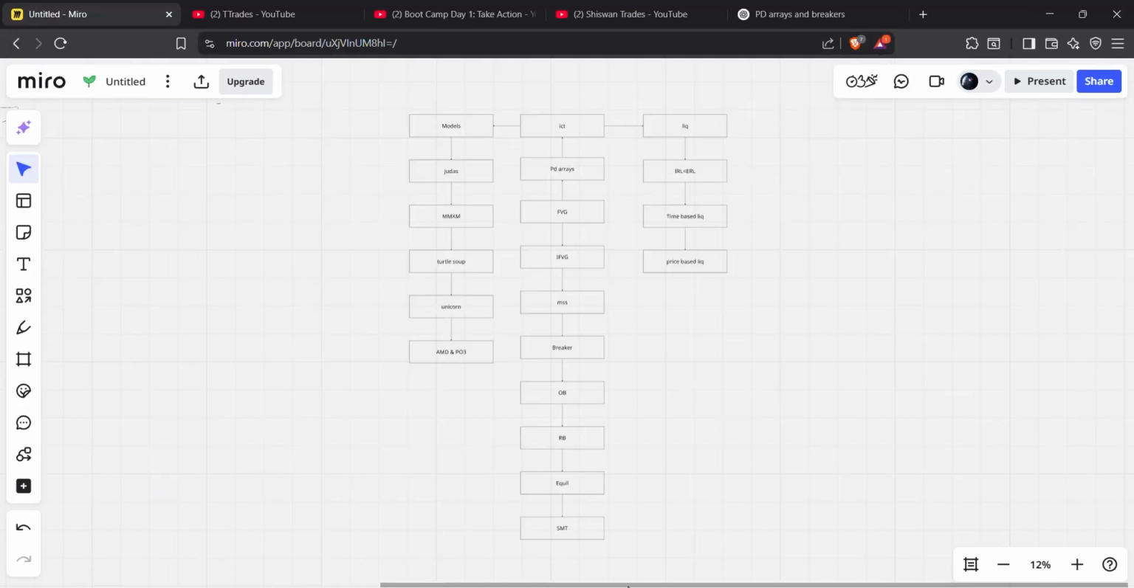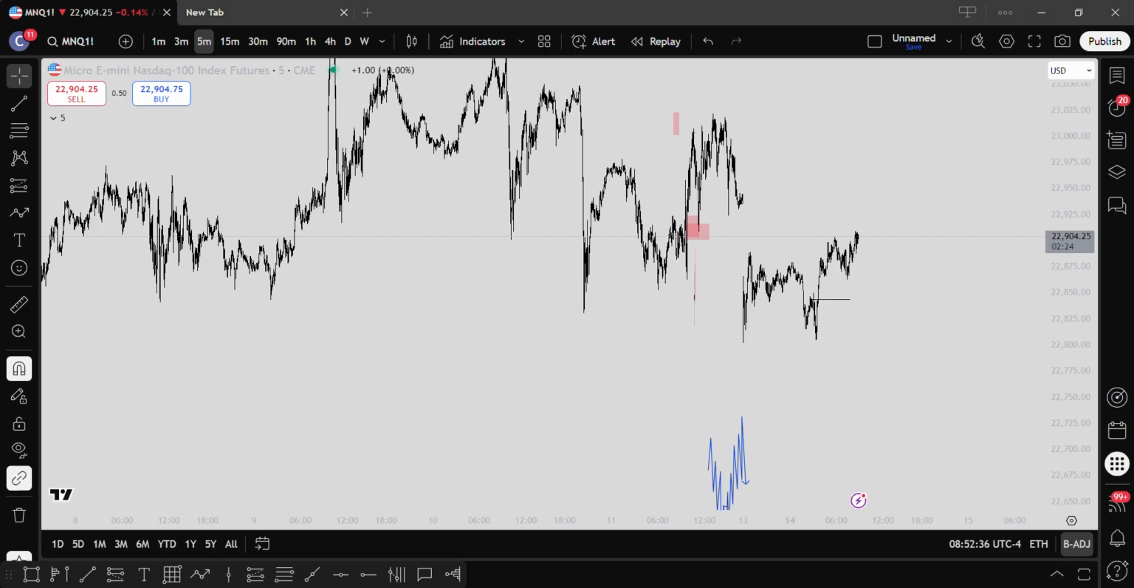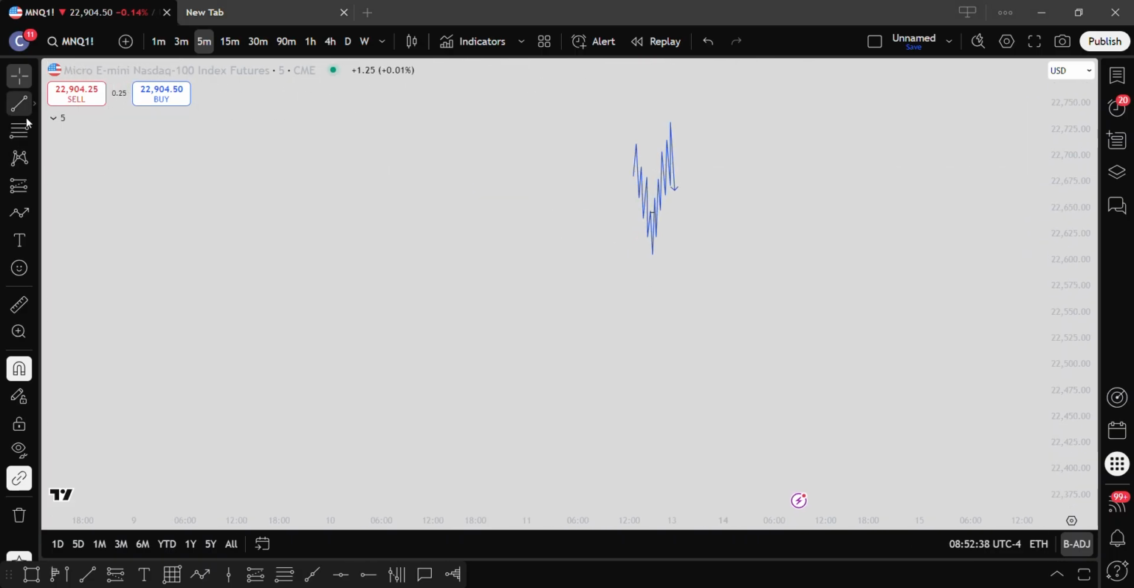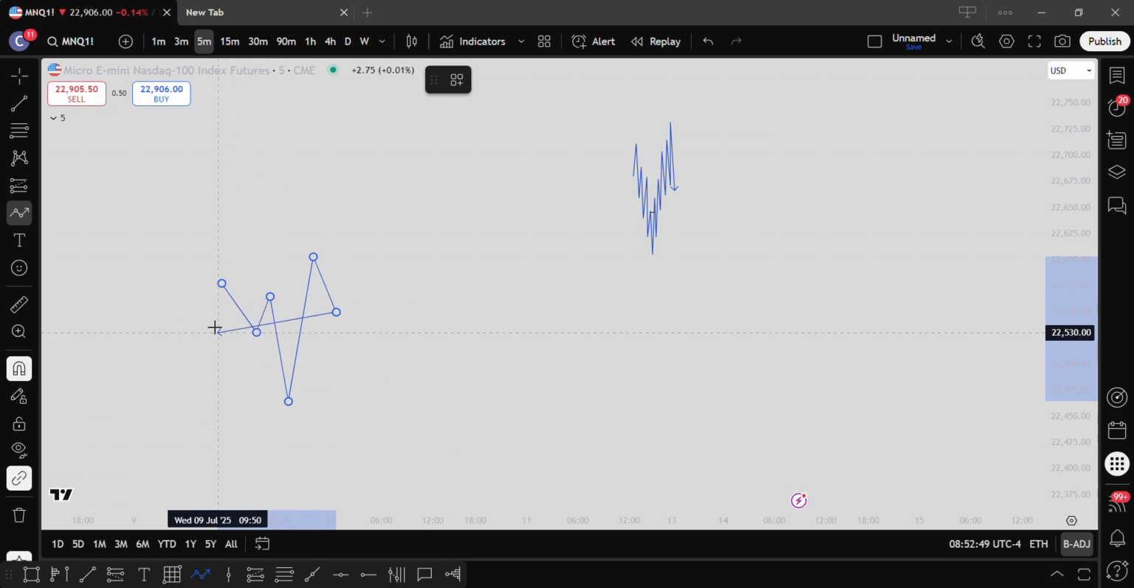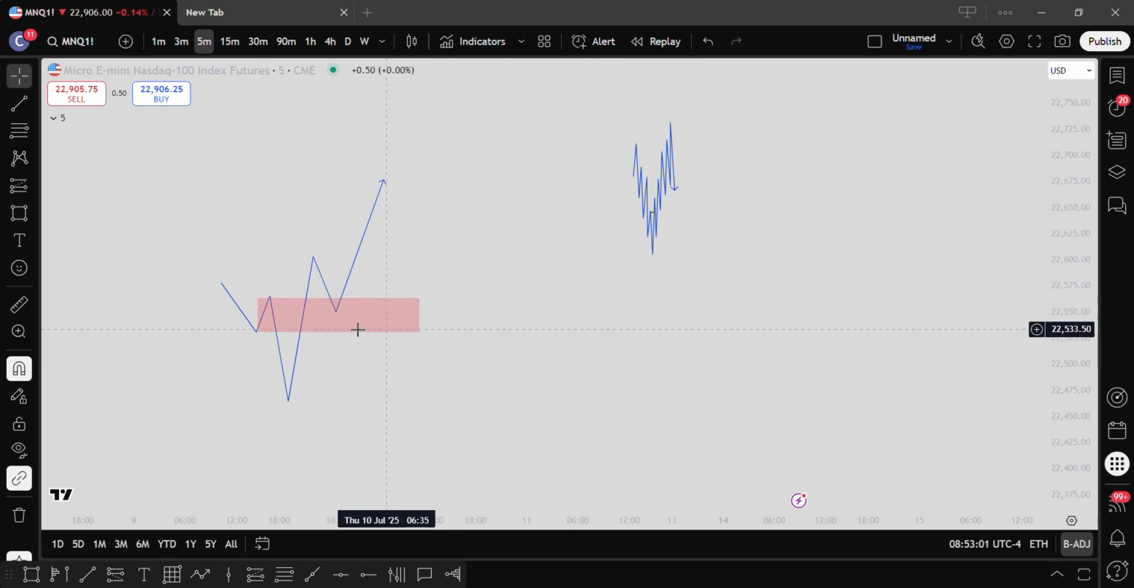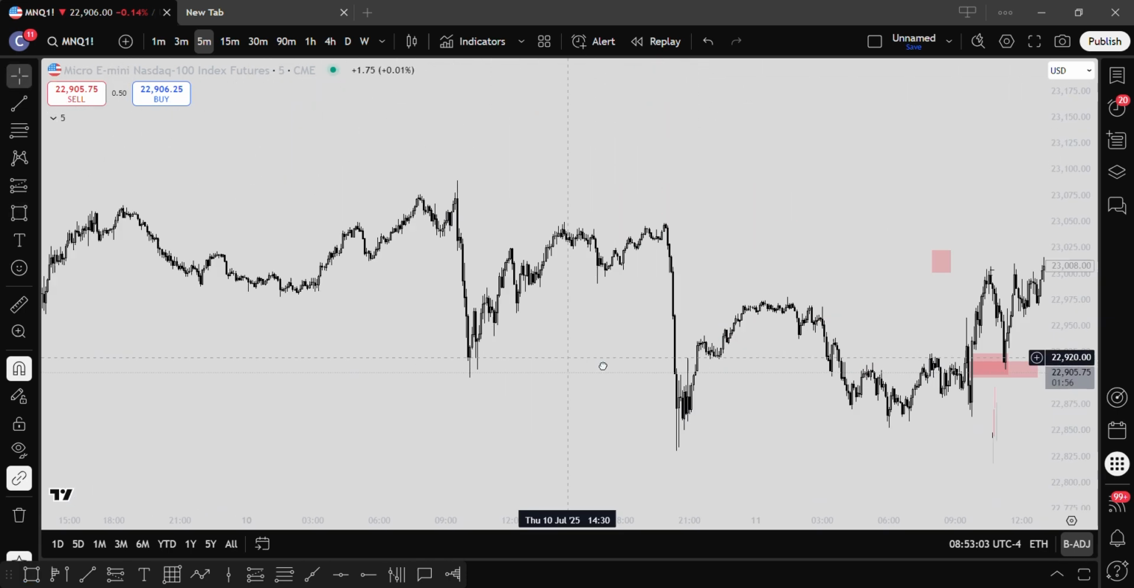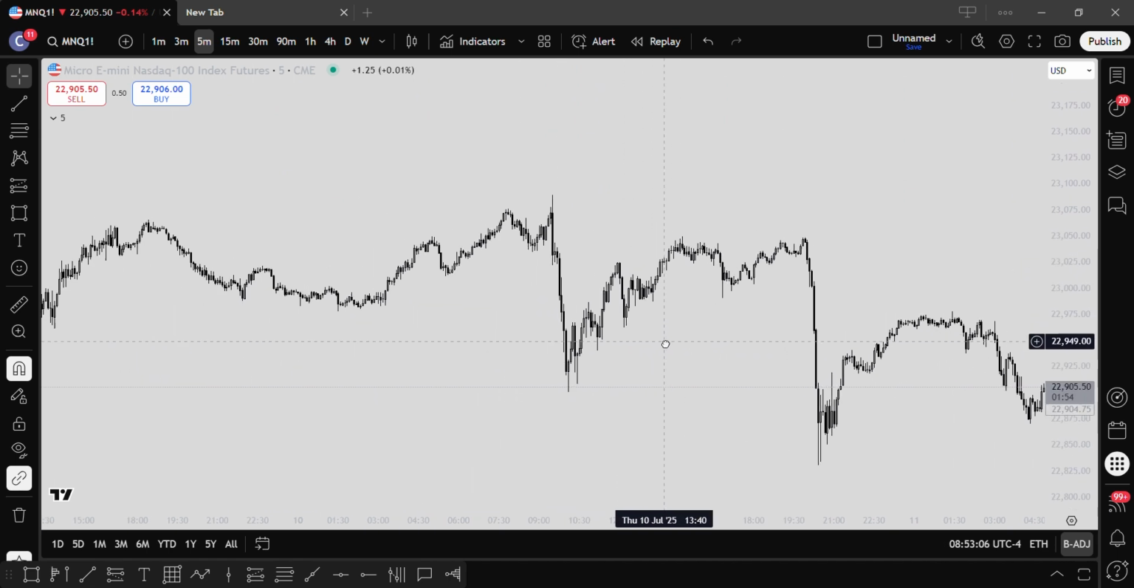Next, breakers. What is a breaker? So a breaker is when a market structure shift is created like this, and this area, the previous zone, like an order block. You don't know what an order block is yet, but this area is the breaker. It's like a support area after creating the market structure shift that allows us to long. Okay, let's find a quick example.